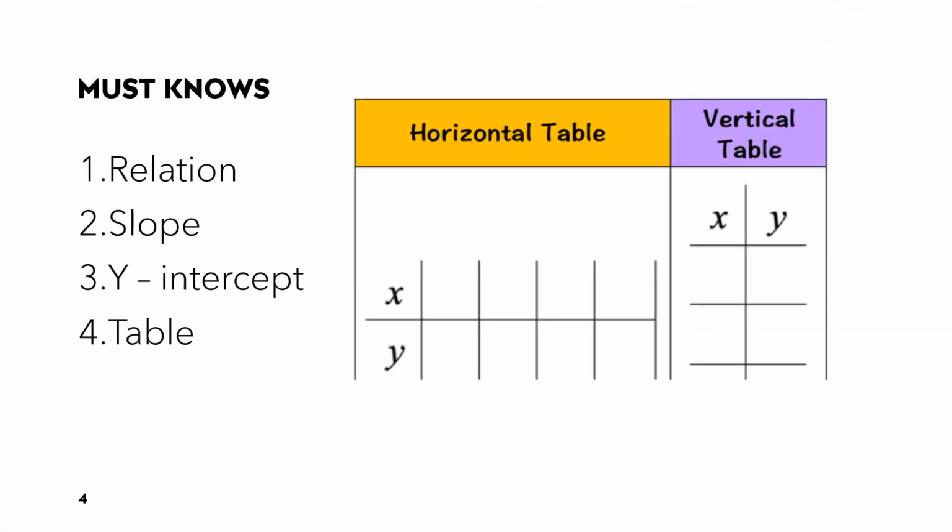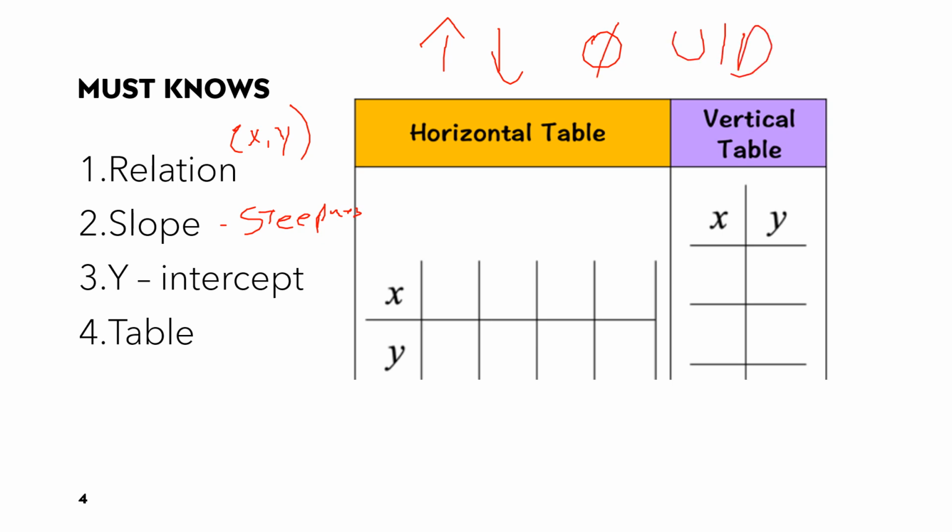So some things you must know is a relation. A relation is just an ordered pair, right? x, y. You need to know slope, which is the steepness of a line. And remember, there's four kinds of slope, all right? There's increasing, decreasing, constant, or undefined. You'll need to know that. You'll need to know the y-intercept, which is your b. That's where your line crosses the y-axis. And you need to know how to use tables. And I know you can do all this stuff because we've already done it.